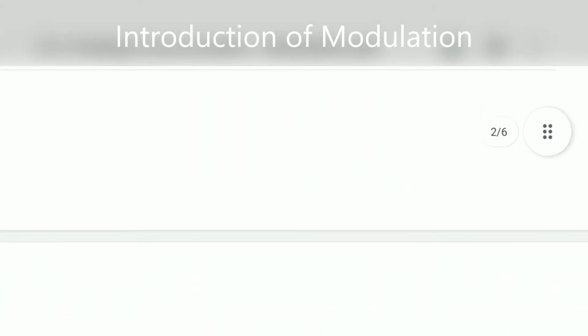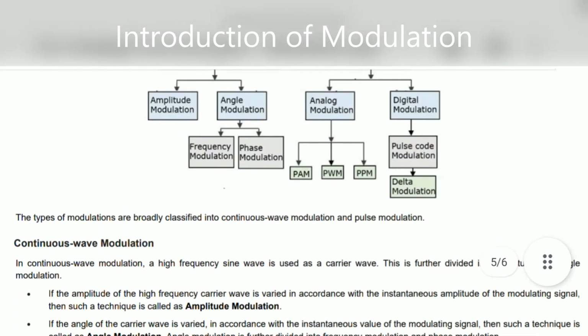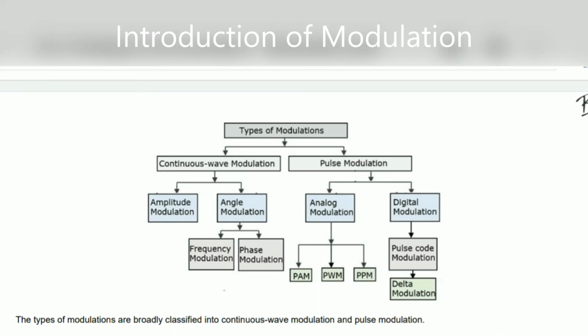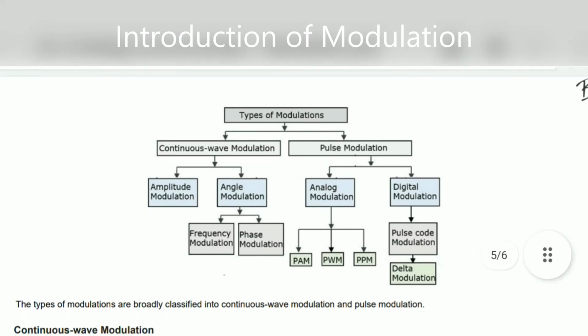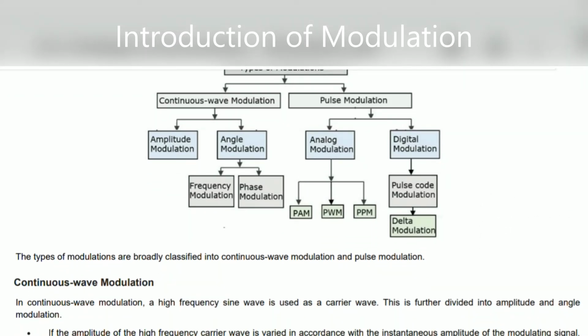Now let's see the different types of modulation. By this diagram you can see that modulation can be divided into two parts. One is continuous wave modulation, and number two is pulse modulation. Continuous wave modulation can be subdivided into amplitude modulation and angle modulation. Angle modulation can be subdivided into frequency modulation and phase modulation. The second part, pulse modulation, is divided into analog modulation and digital modulation.